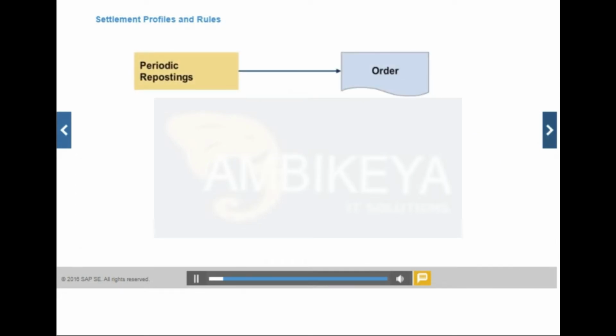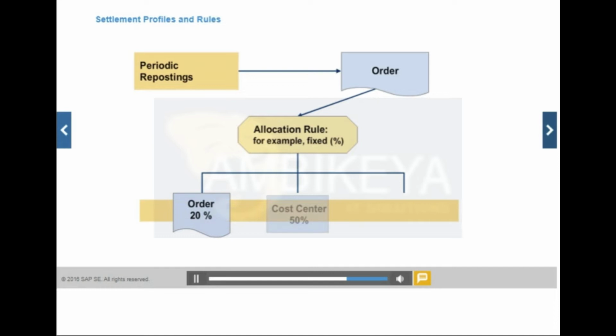You can credit an order during a periodic reposting. To do this, you define the order in a segment of its life cycle as a sender, which you can credit, debiting various different receiver object types. You define how the order is credited by using one of the flexible allocation rules that are available. As illustrated in the figure, crediting an order using fixed percentages is just one of the options available.